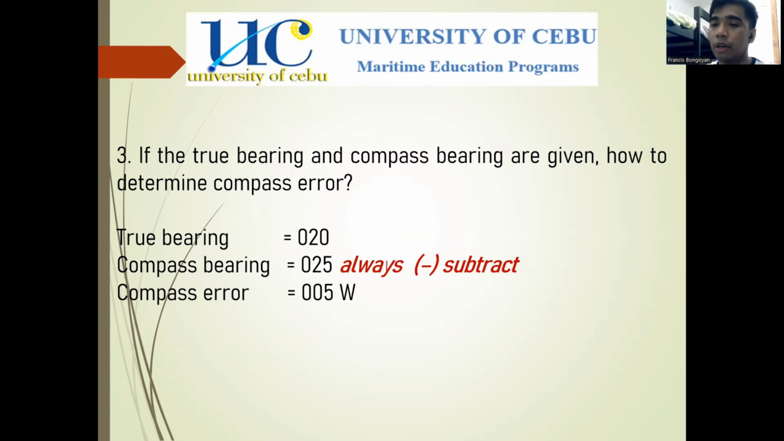And number 3, if the true bearing and compass bearing are given, how to determine the compass error? So, for example, true bearing is equal to 20 degrees and the compass bearing is equal to 25. So we must always subtract compass bearing from true bearing. So the result of the compass error is 5 degrees west.